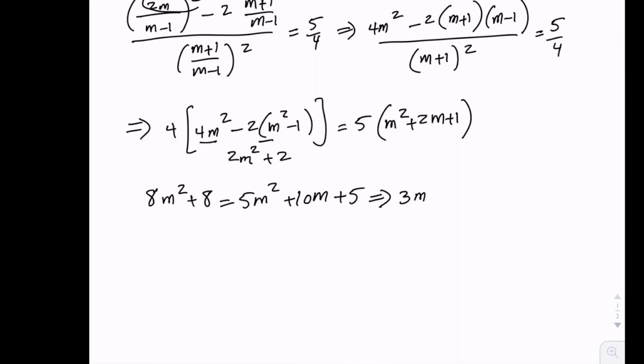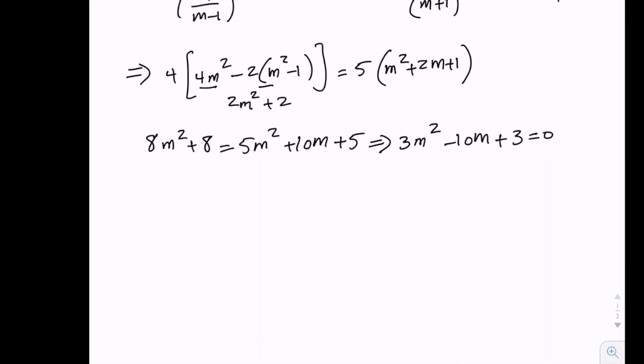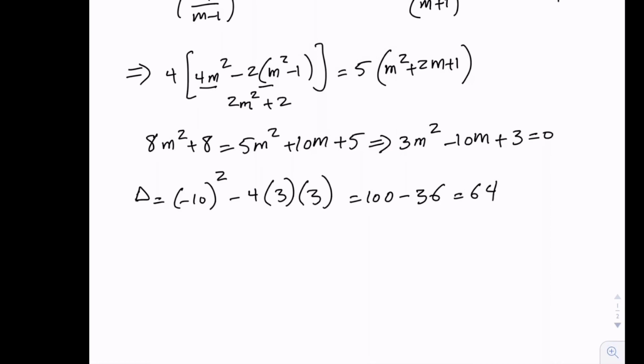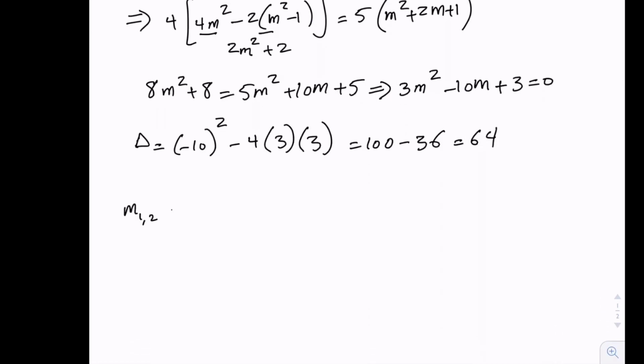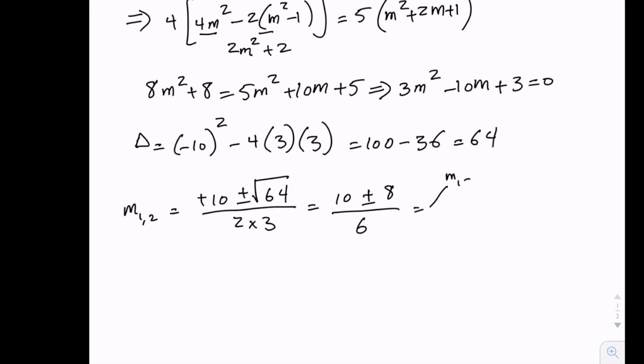And this will give us 3m squared minus 10m plus 3 is 0. Now if we form the delta for this equation, delta will be minus 10 squared minus 4 times 3 times 3, which will be 100 minus 36, which is 64. Therefore, the roots of that equation, m1 and m2, will be 10 plus or minus the square root of 64, divided by 2 times 3, which is 10 plus or minus 8 divided by 6. Therefore, m1 will be 18 divided by 6, which is 3, and m2 will be 2 divided by 6, which is 1/3.